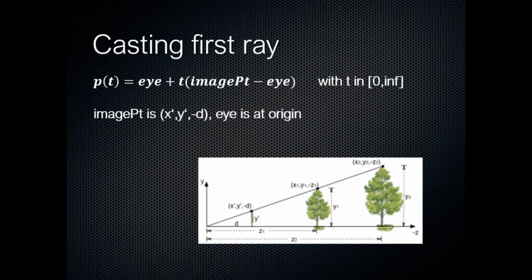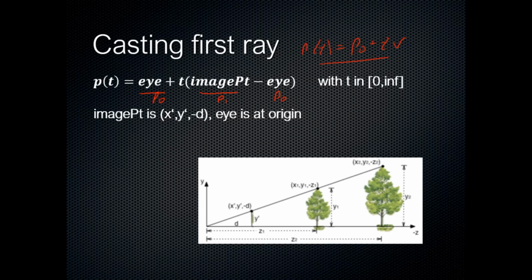Casting the first ray is essentially what we've done in class before. We're given P0 and P1, and we made a ray based on them. We would call this P0, we would call this P1, and so we basically have our standard equation that P(T) is equal to P0 plus T times V. So that's the equation we've worked out before in class.